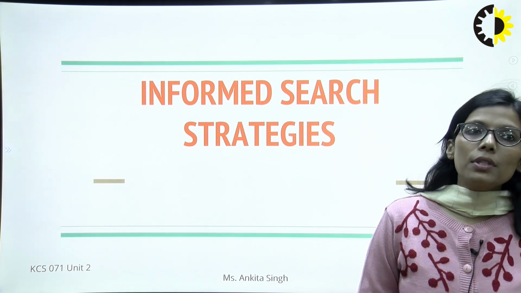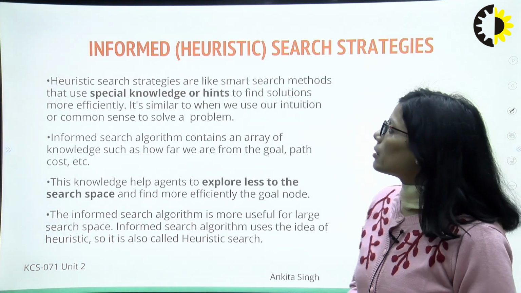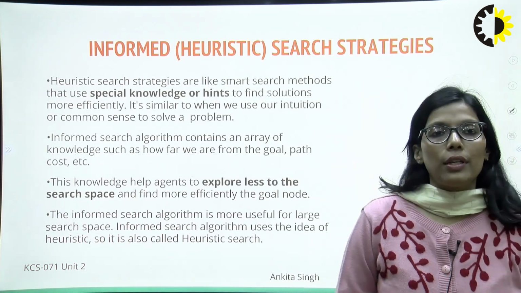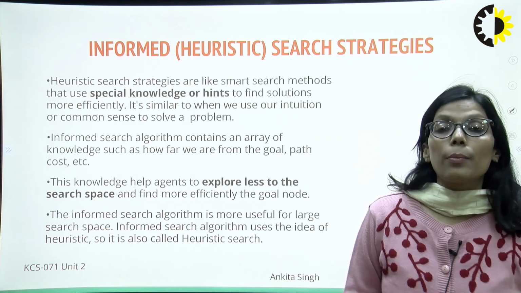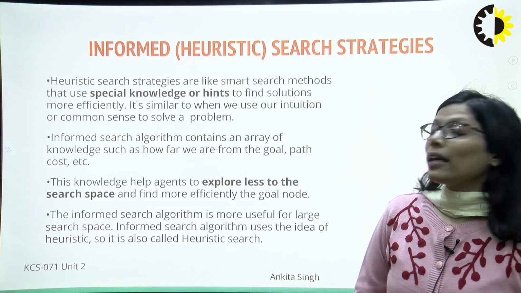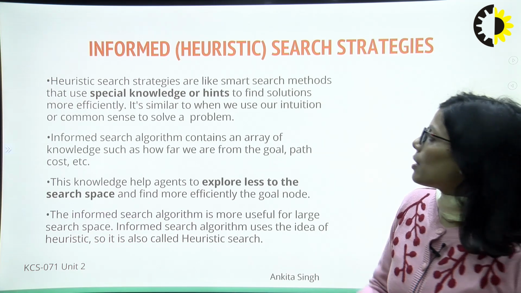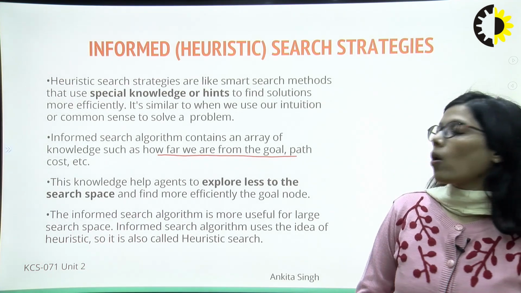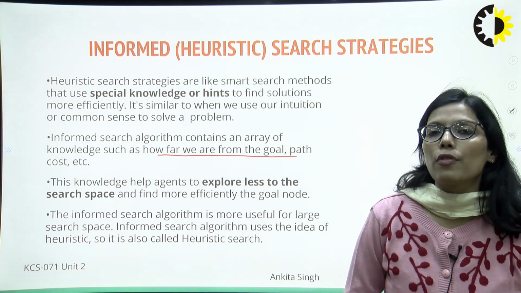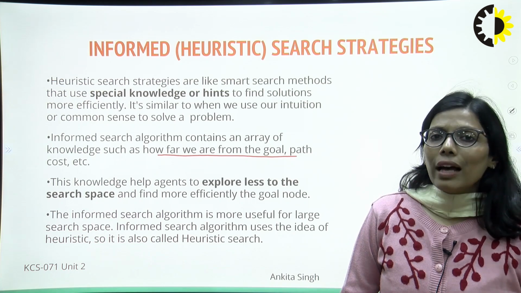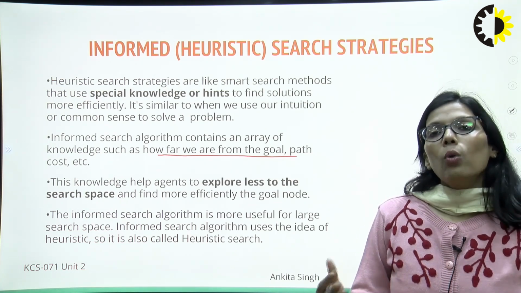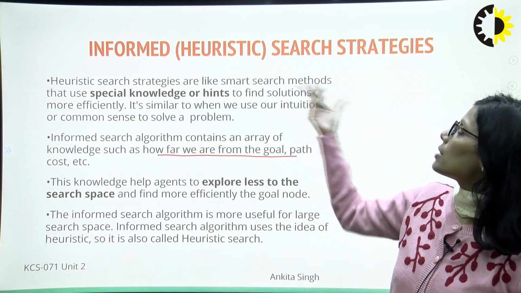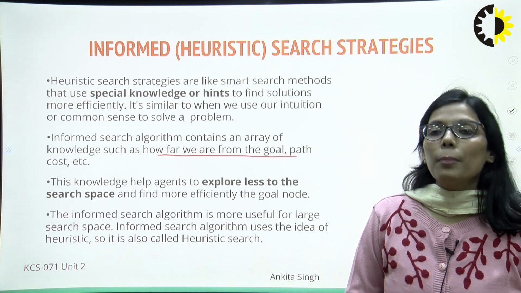But informed search techniques are smart search methods which use special knowledge or hints to find the solutions more efficiently. So here we are using some hints, some intuition to find the goal node. Now, informed search algorithms contain an array of knowledge such as how far we are from the goal, path cost, etc. So here we have some extra information. Here we have some intuitive value which tells us how close the goal node is to us. We can also say informed search techniques are guided search techniques where we are being guided to the goal.